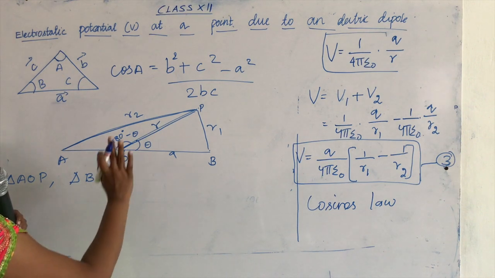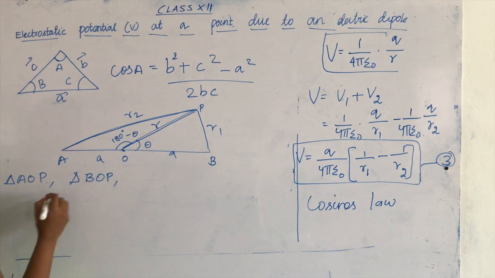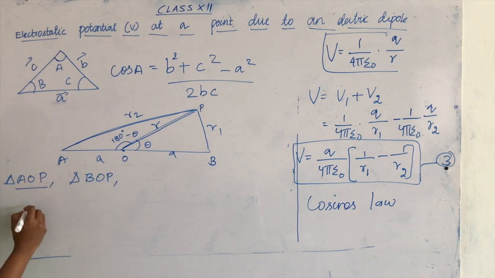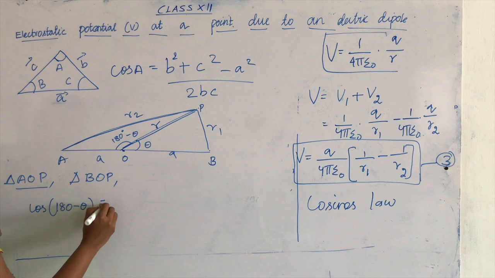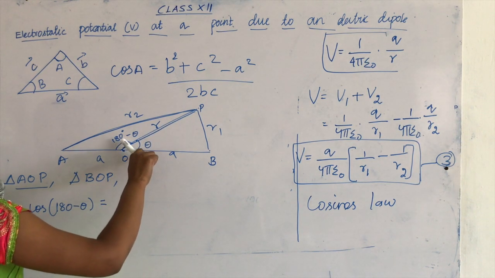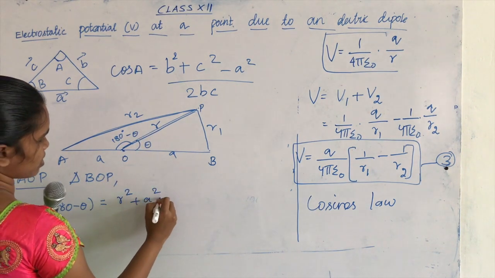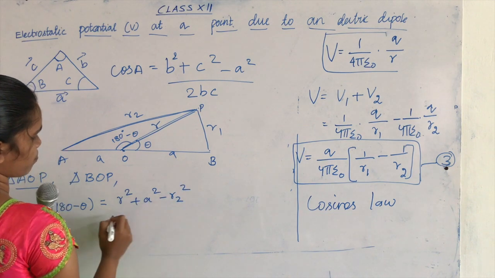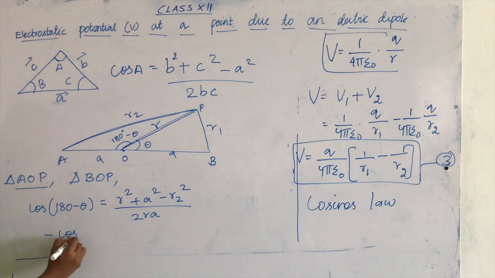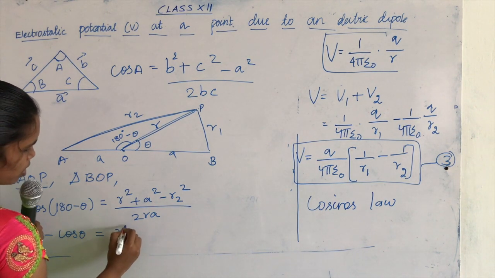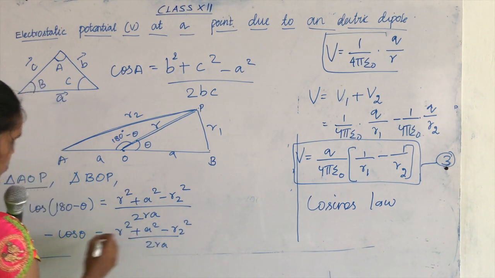Now we are going to apply cosine's law here. First take this triangle, triangle AOP. Cos of 180 minus theta equal to the nearer sides: R square plus A square minus R2 square divided by 2RA. Now it is written as minus cos theta equal to R square plus A square minus R2 square by 2RA.